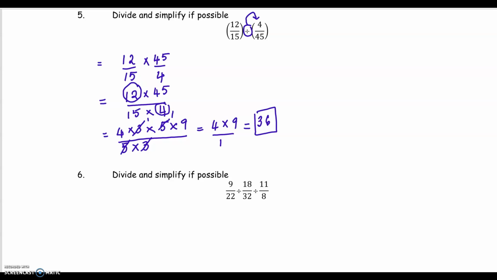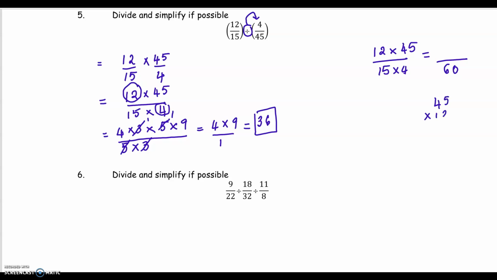The one thing that you should not do, let me show you what would happen if you didn't break down the numbers into factors and multiplied the numbers instead. Now if you multiplied 15 and 4, that would become 60. 12 and 45, let's see what that is.